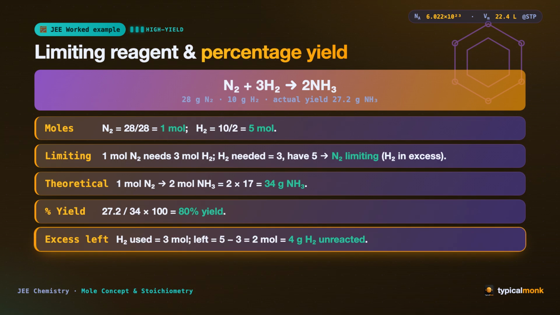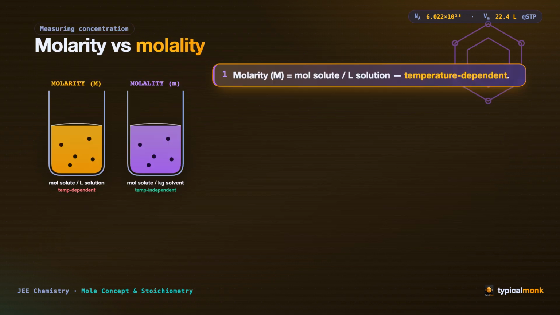Step 5. The excess leftover. Nitrogen used only 3 moles of hydrogen. So 5 minus 3 leaves 2 moles of hydrogen unreacted. That is 4 grams of hydrogen still sitting in the flask. Limiting reagent, theoretical yield, percentage yield, and leftover excess. 1 reaction, 4 JEE answers.